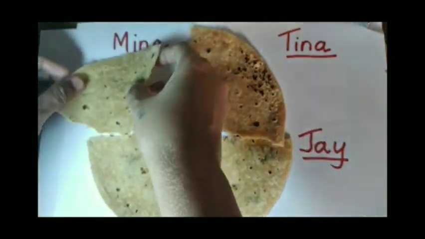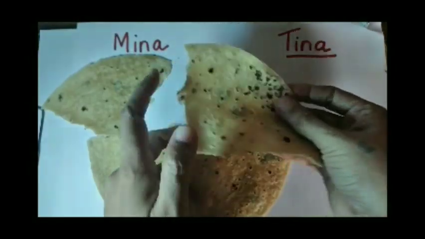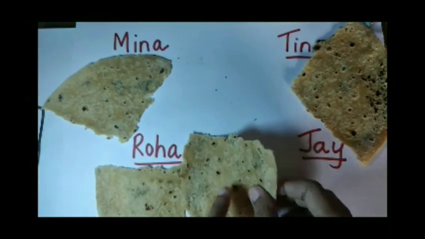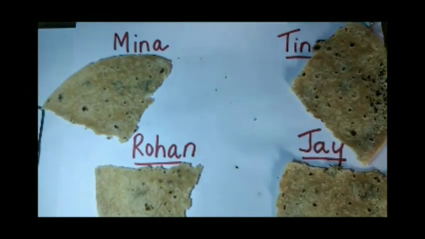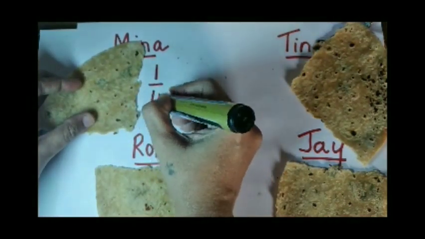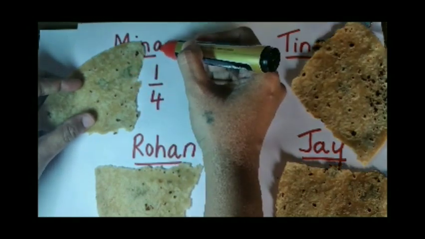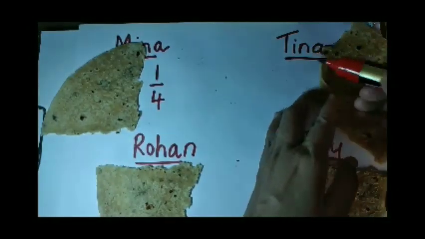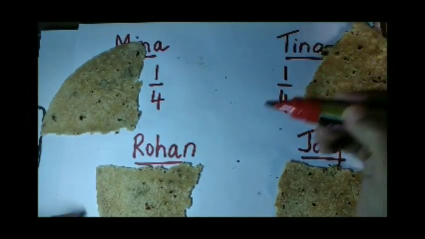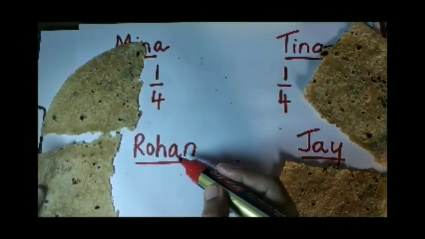So now this one quarter goes to Meena. Tina gets another quarter of the chapati. Rohan gets a quarter of the chapati and Jai too gets a quarter of the chapati. So let's write the fraction. 1 quarter is shown by the fraction 1 upon 4. So quarter you say as quarter or 1 upon 4.